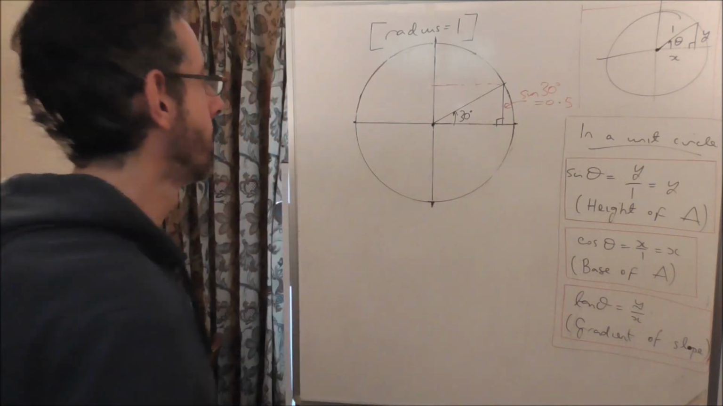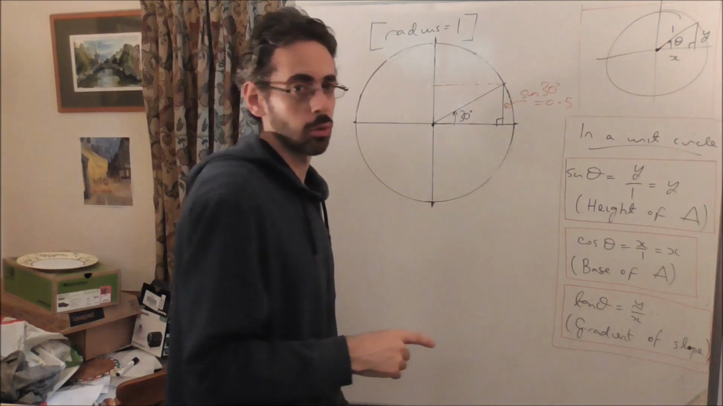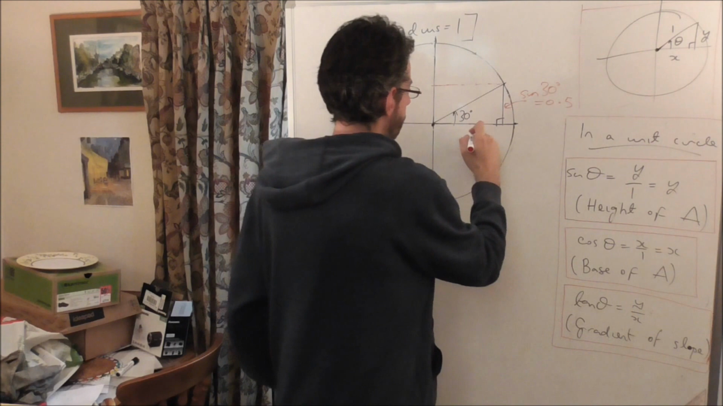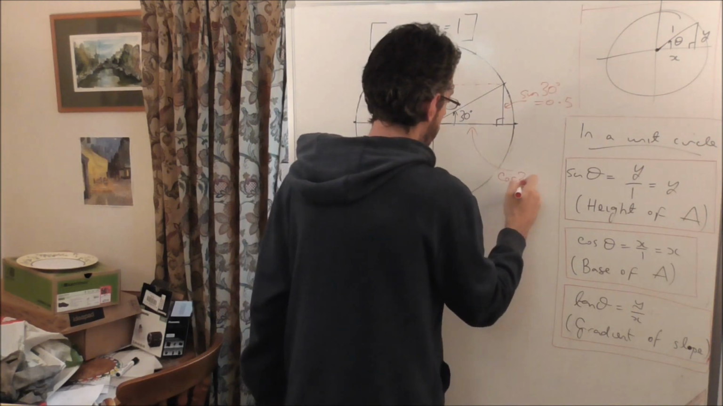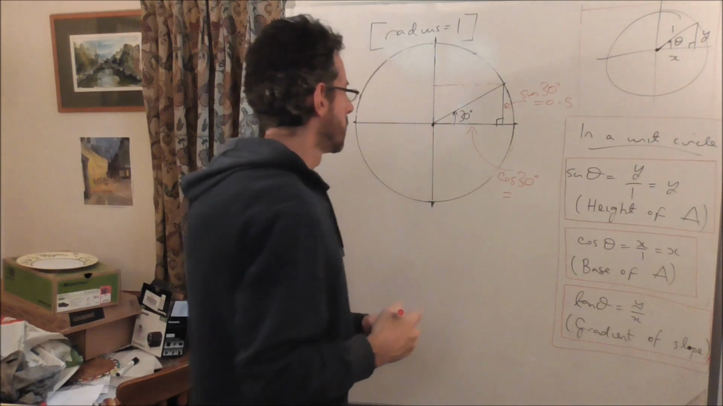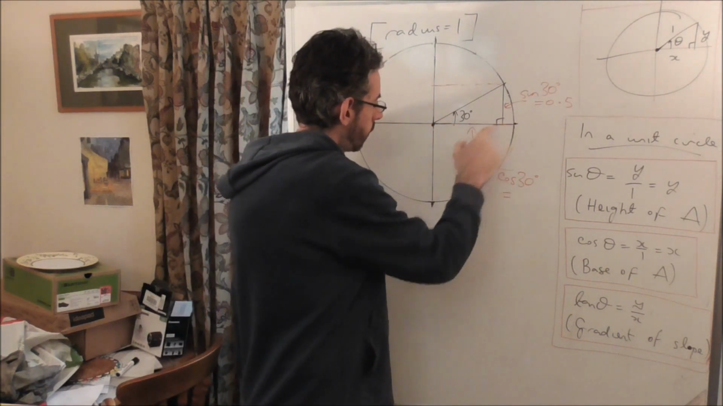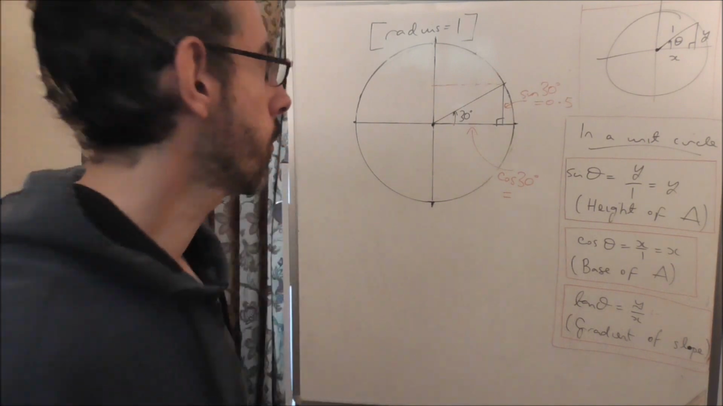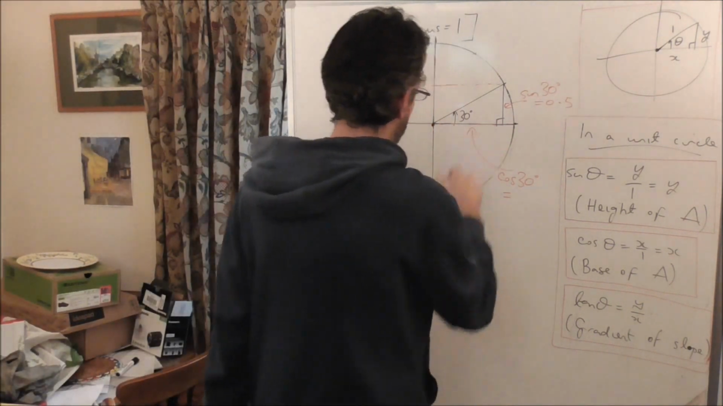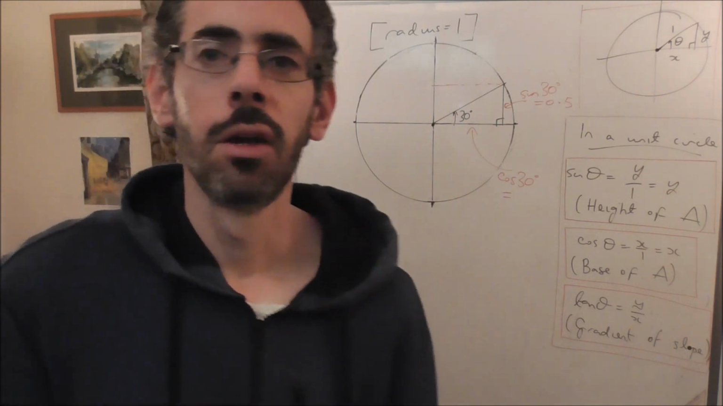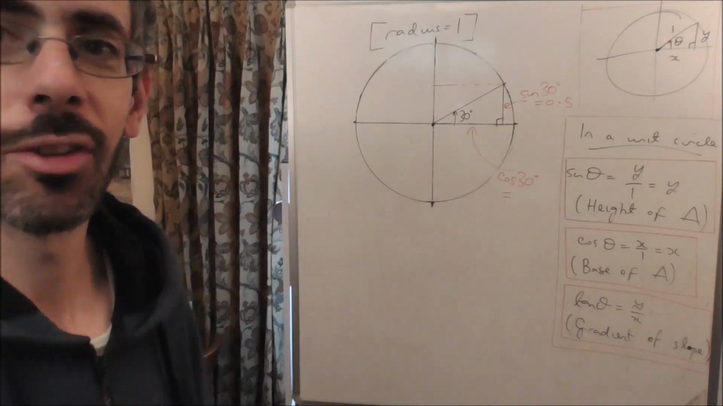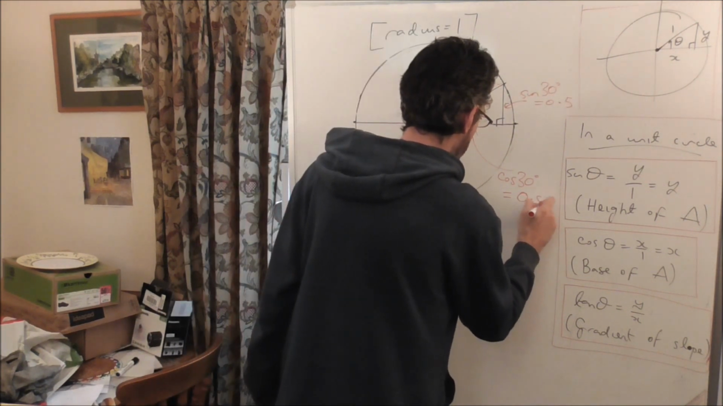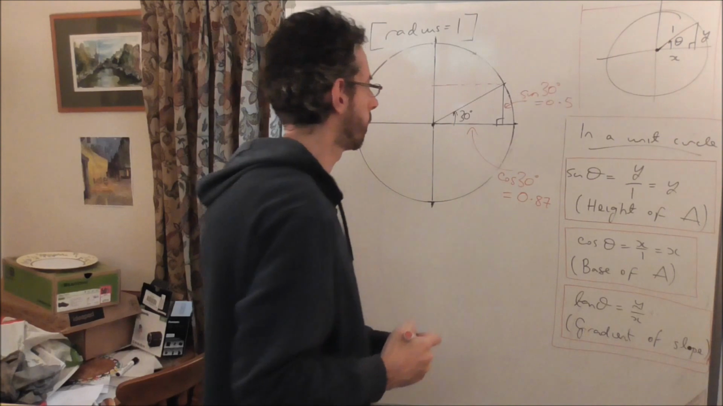Let's do cos 30. Remember in a unit circle, the cos value is just the base of the triangle. So this length here is cos 30. And remember, the whole radius is 1 unit. So what would you say that length was? Well, it's nearly the whole radius. It looks to me about 0.8 or 0.9. I'm cheating because I know what it actually is, but if you do it on the calculator, you get 0.87 to 2 decimal places.